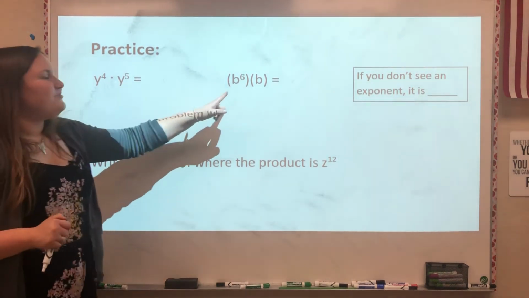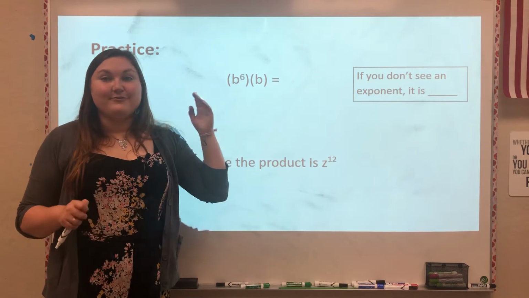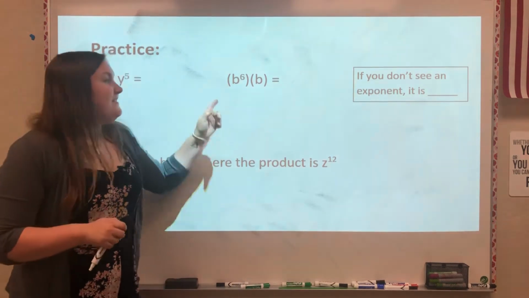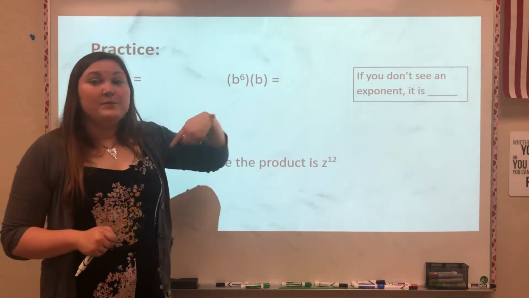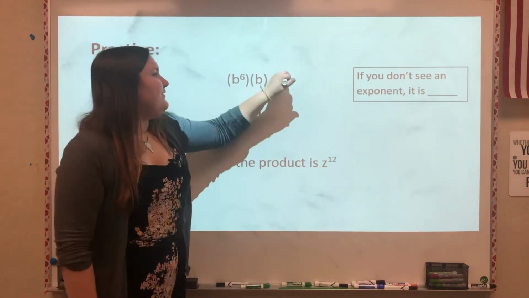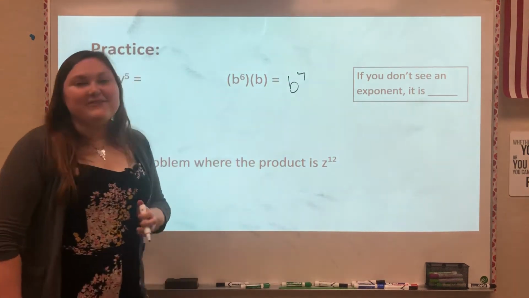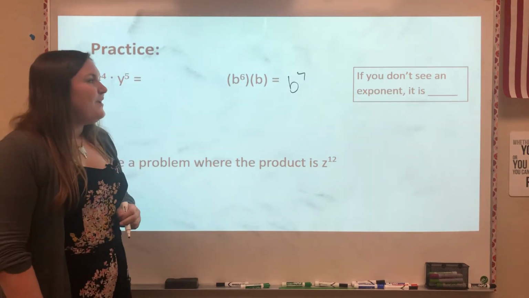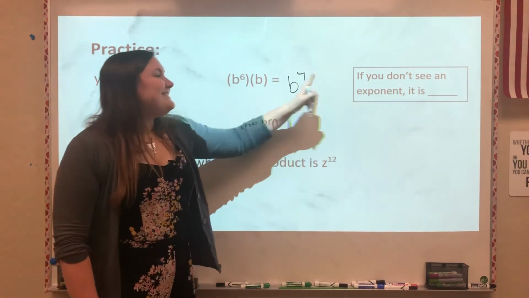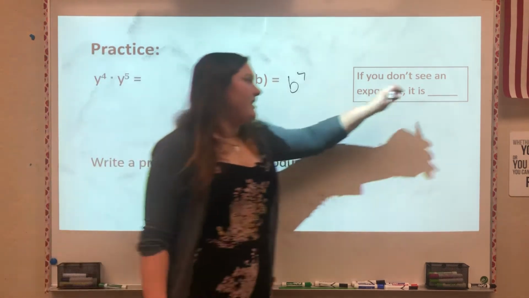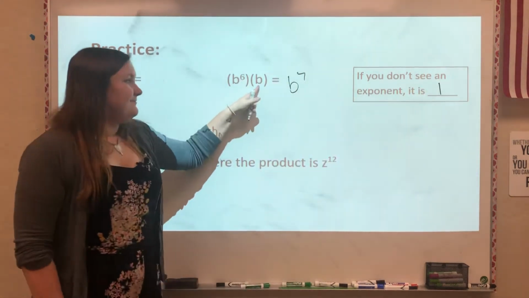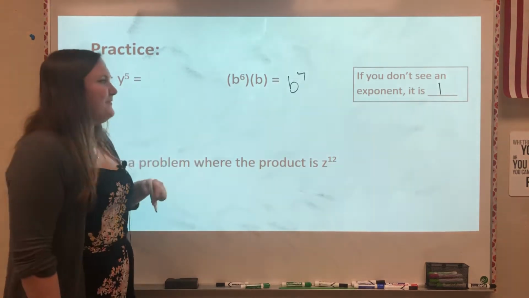This one can be a little tricky for students. If you think about writing it out like we were just doing, b to the 6th power would be 6 b's. This right here would be 1 more b, which would leave you with a total of 7 b's that you're multiplying together. What that means is if you do not see an exponent on a variable, that exponent is 1. It's 1 because there's 1 b. You're multiplying one of them.